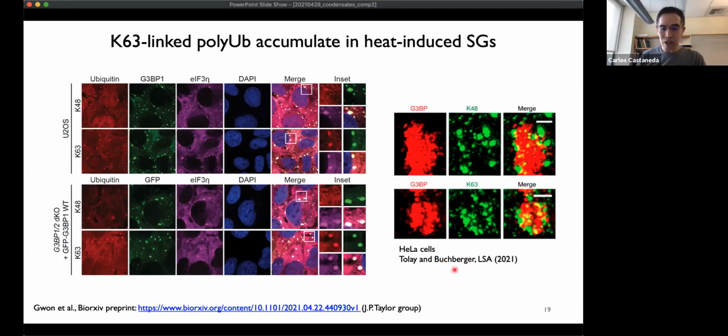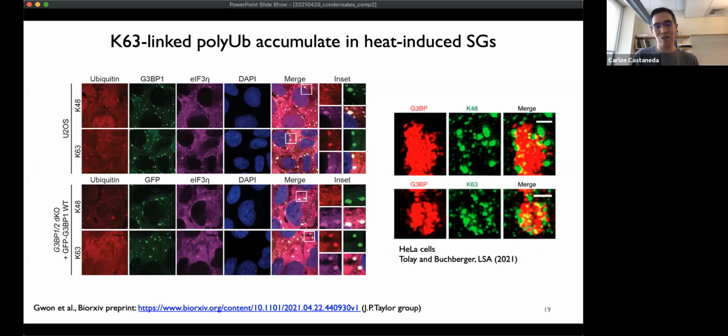Similarly, Buchberger's group, in a paper that was published a couple of months ago, has performed SIM microscopy, and here's looking at G3BP heat-induced stress granules in HeLa. And you can see how K48s are on the periphery. K63s tend to be on the periphery, but also on the inside of these granules.